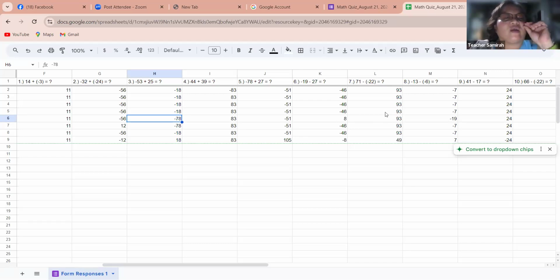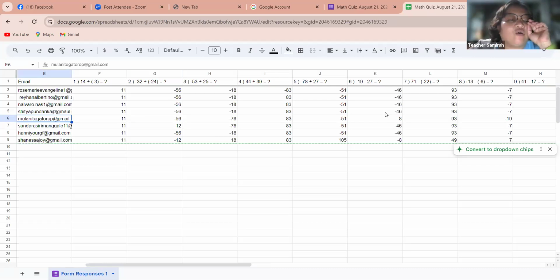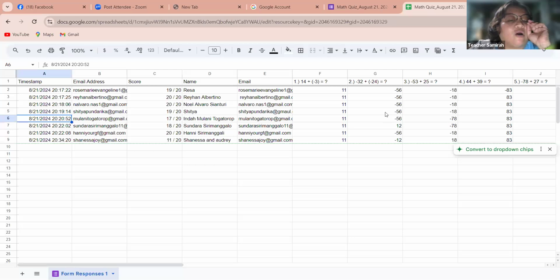So negative 53 plus 25 will become 53 minus 25. The answer will be 28. So what your answer was actually negative 78. Negative 78. Okay? I hope you recall the part of the quiz wherein you got it wrong.